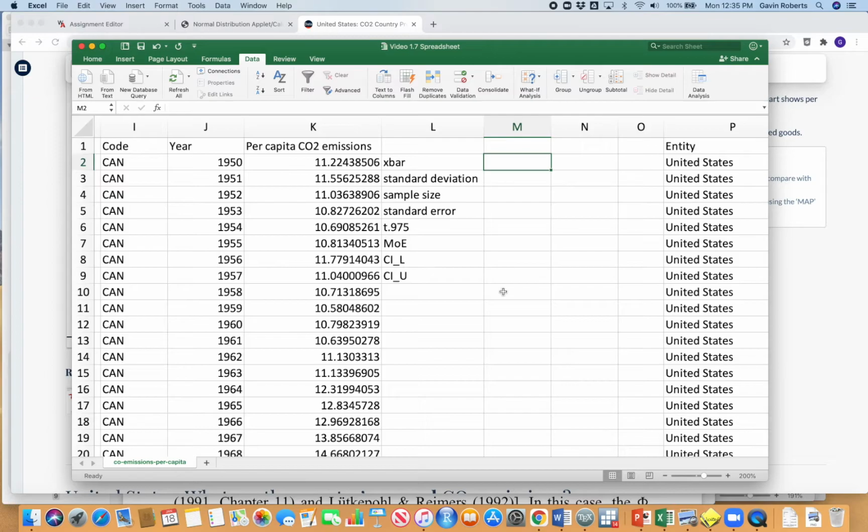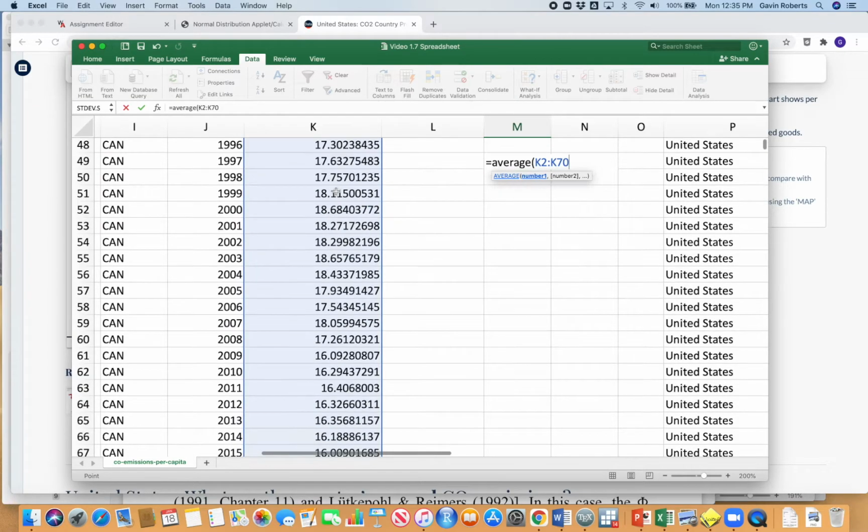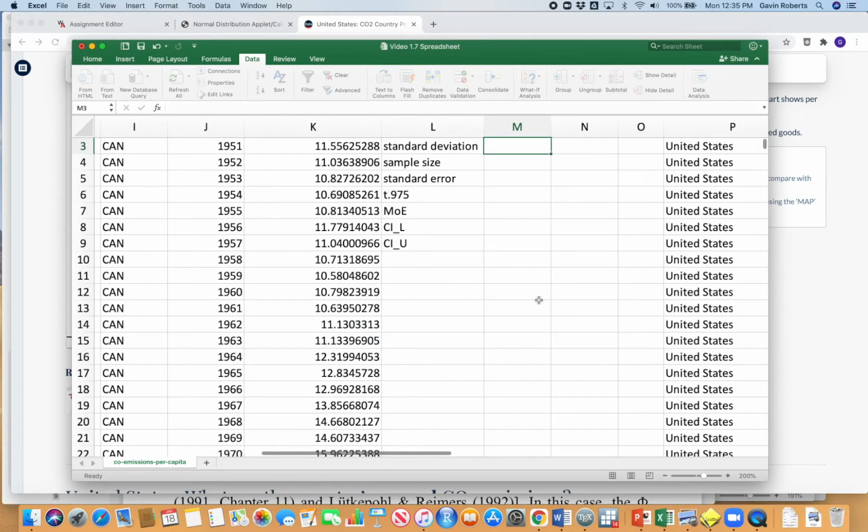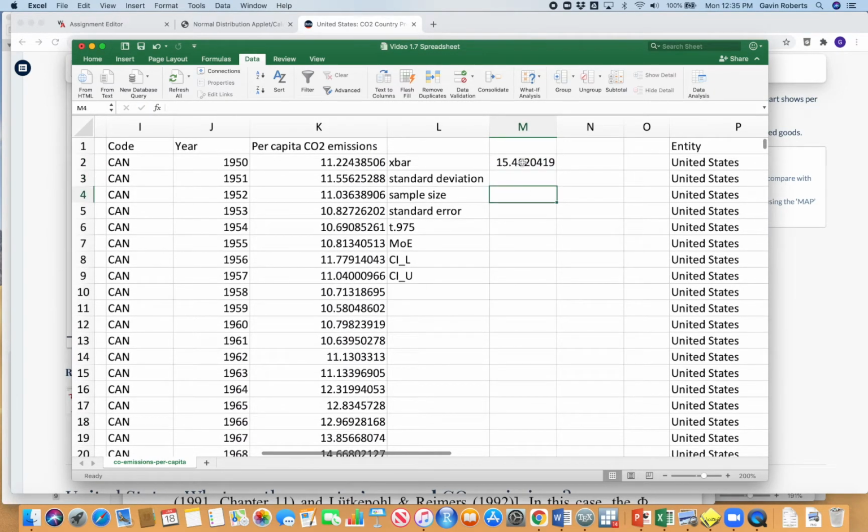Our confidence intervals are always centered at our sample average. So I'll do equals average, which is the formula that gives us averages in Excel. Click on this top number, Shift Command or Shift Control down arrow will go to the bottom of your list of numbers. And now we see that the average in that column of data is 15.46 tons per person per year in Canada of emissions.